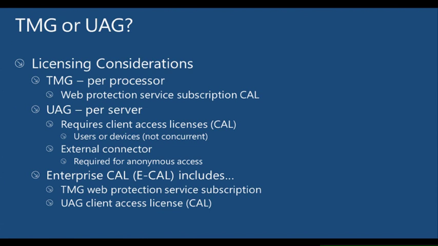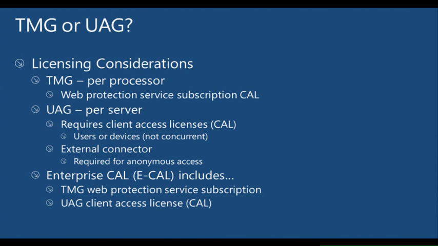Now, UAG is a little bit different in that UAG is licensed per server. Microsoft doesn't care how many server cores or sockets. You buy 1 license for the server and you install it, but it is mandatory that you purchase client access licenses for everyone that will use the UAG server. It is not concurrent, unfortunately. It is named user or device, and it's per year.